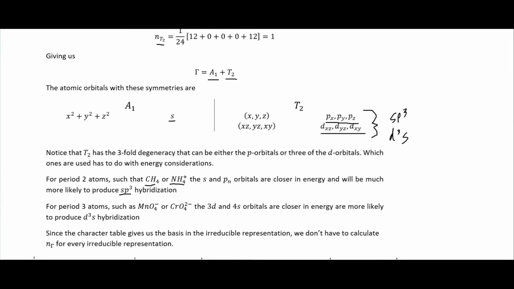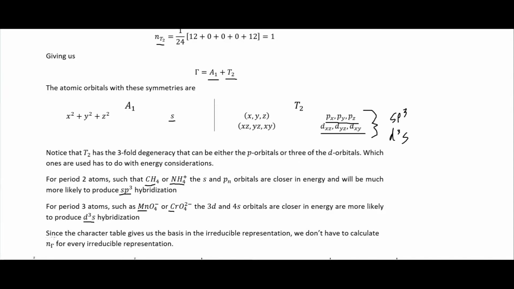hybridization. And for the period 3 atoms, which can contain things like the manganese and the chromium here, the 3d and 4s orbitals are closer in energy, and so for those we are more likely to have a d3s hybridization.